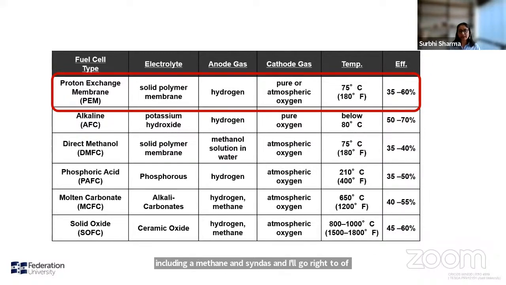Most of the fuel cells provide efficiency in the range of 35 to 60%. And the efficiencies are to some extent limited by the different components that are involved in the fuel cell system, which we'll talk about later.